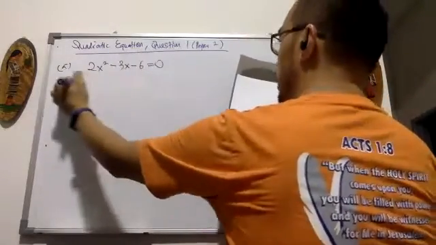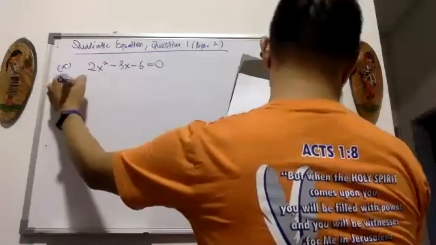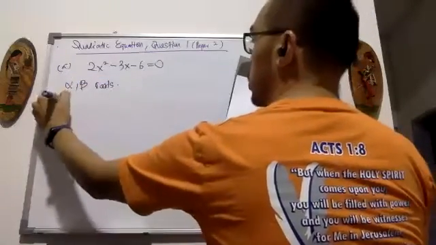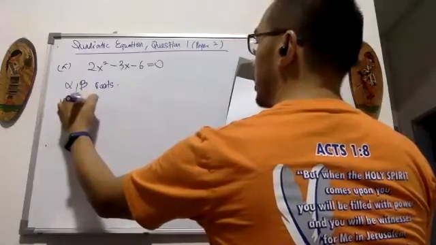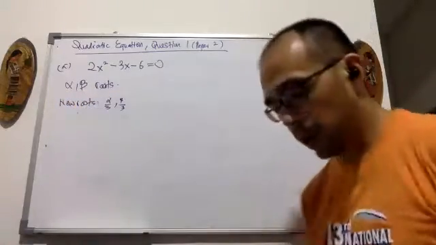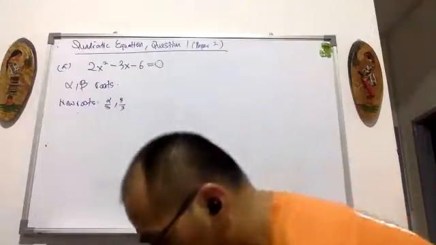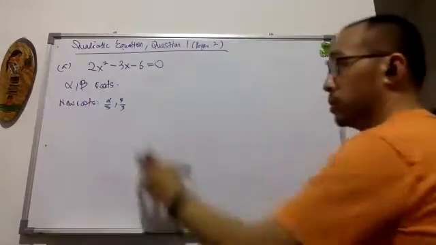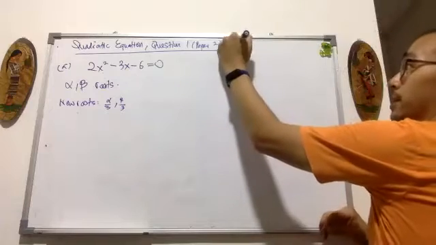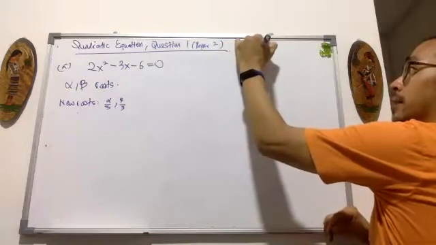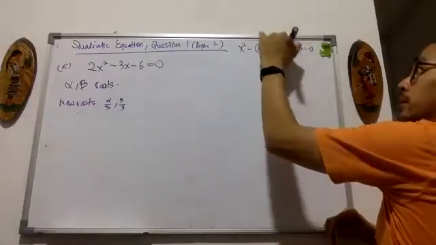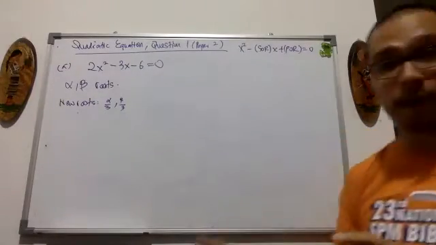So 2x squared minus 3x minus 6, and then they say alpha and beta are the roots. Find the equation with the new roots of alpha over 3 and beta over 3. It is important for us to note that yesterday we talked about sum of roots and product of roots. If you remember, x squared minus sum of roots x plus product of roots equals to 0. Then we use it to compare.